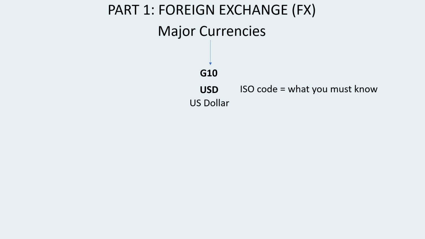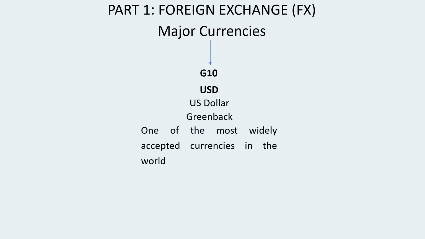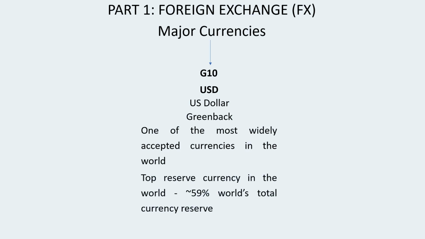Now, USD is also called the US dollar or the greenback. It is one of the most widely accepted currencies in the world, even though it is not the strongest. There are other currencies that are more valuable per $1, and I hope to cover that in a future video. USD is an important reserve currency. Now, what is a reserve currency? It is a foreign currency that is held in significant quantities by central banks or other monetary authorities as part of their foreign exchange reserves.